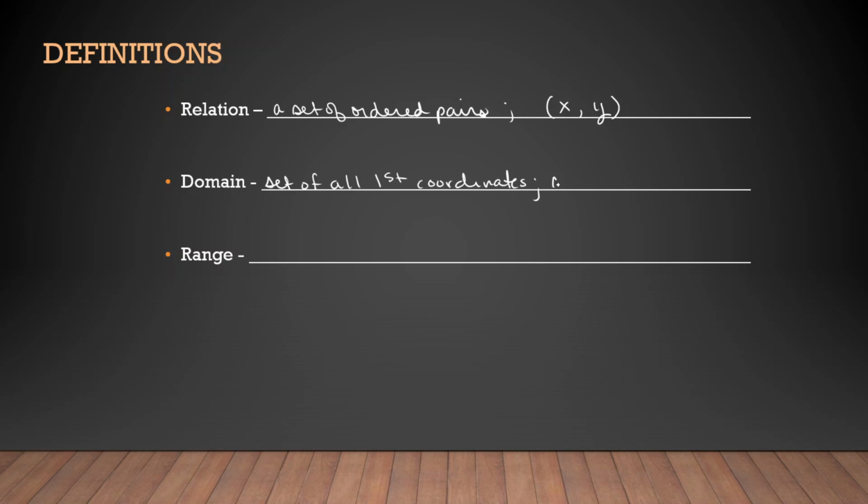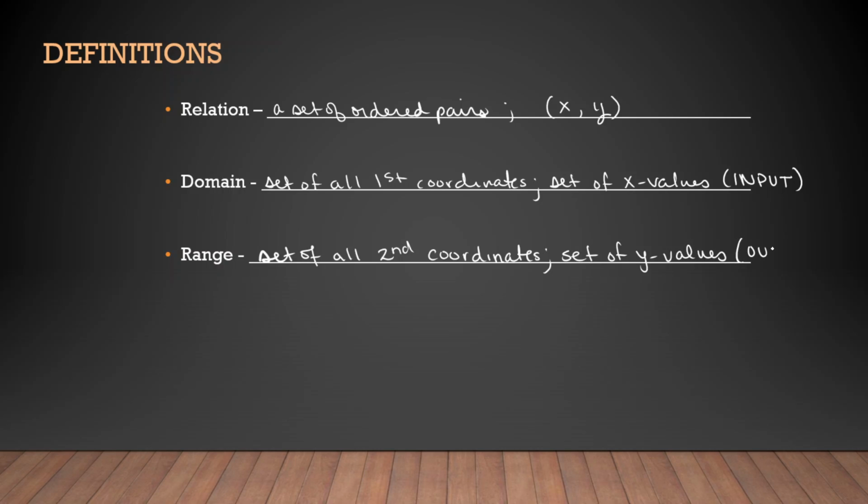That means it's the set of X values, or the input of the relation, okay? The range is the set of all second coordinates, which means it's the set of all Y values, or the output, okay? The input, whatever variable represents the input or the domain set, is referred to as the independent variable.